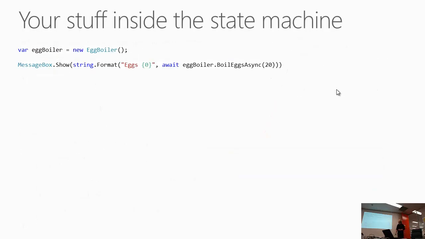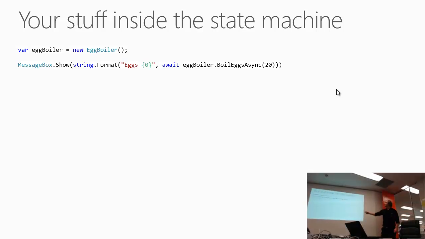So let's take a look at this example here instead. We create a new egg boiler. We show a message box with a string formatted with eggs and then some value. The value is something that we're waiting for. So what happens here is that the compiler is going to transform this and move everything into the state machine. It's going to trigger a callback. So it's going to execute this first, trigger a callback to actually do this after.